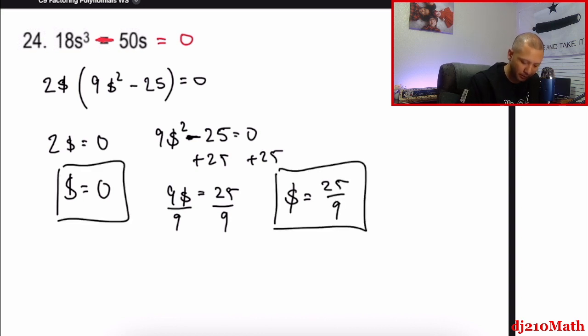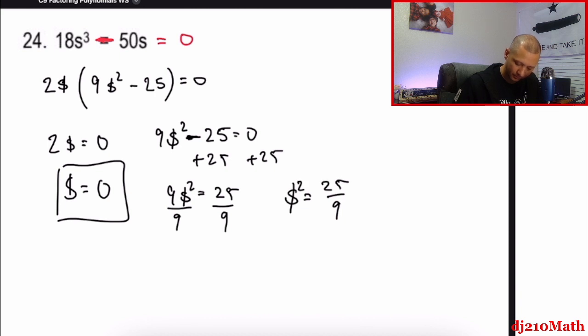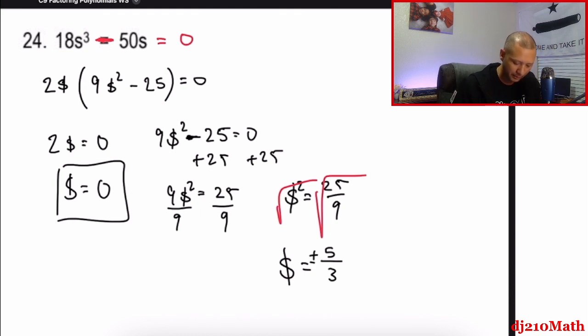Oh, but it's squared. So then take a square root of both sides. So s is going to equal square root of the top, square root of the bottom. So square root of 25 is 5. Square root of 9 is 3. And this is plus or minus. Right? Anytime you bring a square root, it's got to be plus or minus. So we have 3 answers: 0, positive 5/3, and negative 5/3.